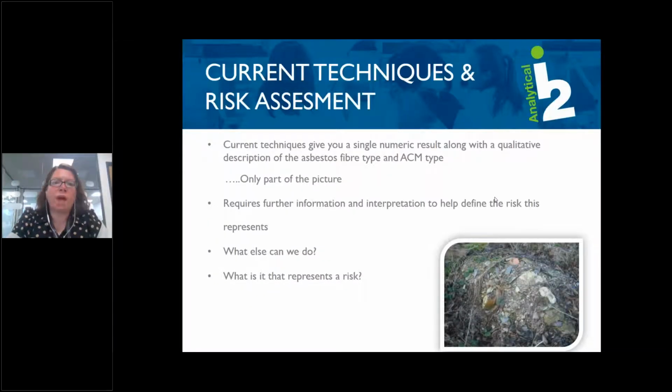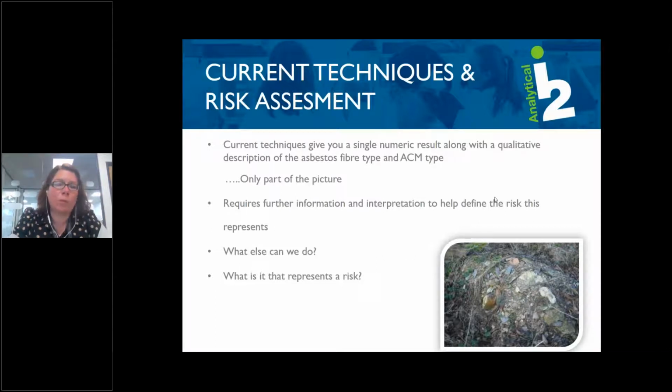So those are what currently exist in routine risk assessment, asbestos quantifications in soils and the different tools that you can put it into. But that just gives you a number, or it might give you a few numbers for different types of material and quantities in your soil, but it's only part of the picture. It doesn't necessarily help us understand the risk. Yes, we can look at whether it's chrysotile or whether it's amphibole, but that's kind of it.